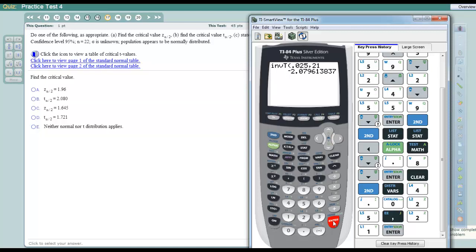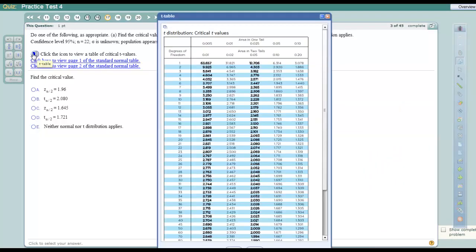Can you go over how to find that in the table? All right. On the table, we would come down to 21 degrees of freedom. Then we said we've got a 95% confidence interval, so that means there's 0.05 left over, and that's distributed in two tails, which is the same thing as saying we have 0.025 in one tail. Does that make sense? So when we come down to 21, we get 2.08.